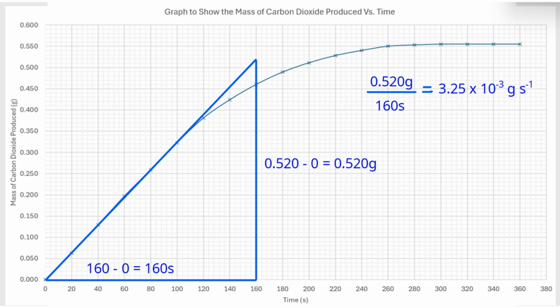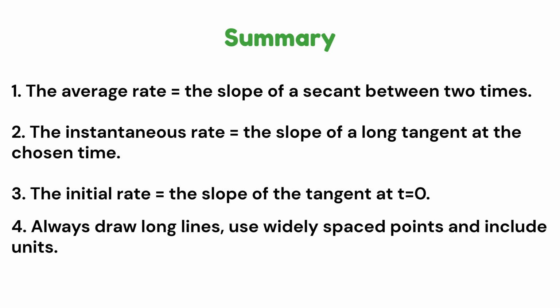To summarize, the average rate is the slope of a secant between 2 times. The instantaneous rate is the slope of a long tangent at the chosen time, and the initial rate is the slope of the tangent at time equals 0. Always draw long lines, pick widely spaced points, and include units.